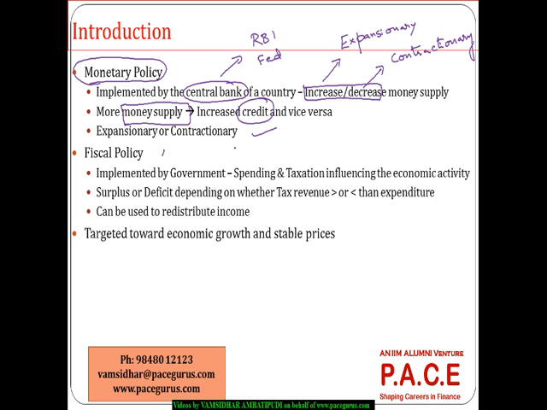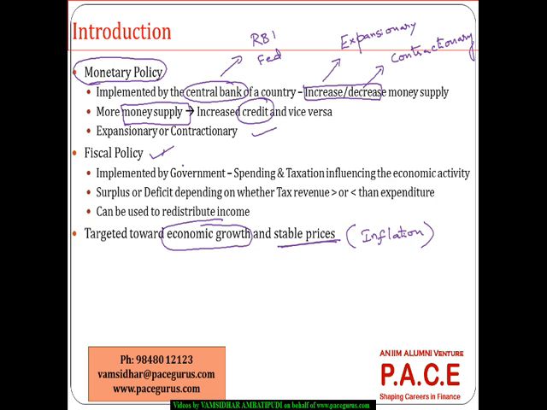The main intention, again, depending on the current state of the economy, is that the policy should target economic growth as well as stable prices within the country. So, stable prices means they have to control the inflation, while at the same time bringing economic growth. That is what would be the key objective of the policy.